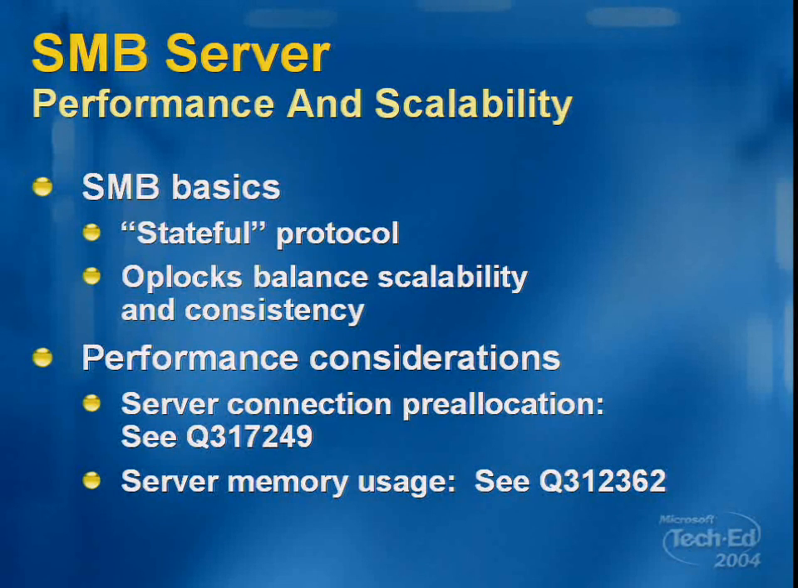Now, there are a couple of other performance considerations, and I've got the KB article numbers up there. Things where you might, in certain circumstances, want to intervene in the self-tuning that a file server does. Both of these are settings that apply on the server side, so things that you would do over here. Now, the first one has to do with server connection pre-allocation. Has anybody run into server 2021 or 2022 errors on your file servers? Yeah, a couple of you have run into this. Let me explain what that means, and this KB article tells you about what you can do to fix that.